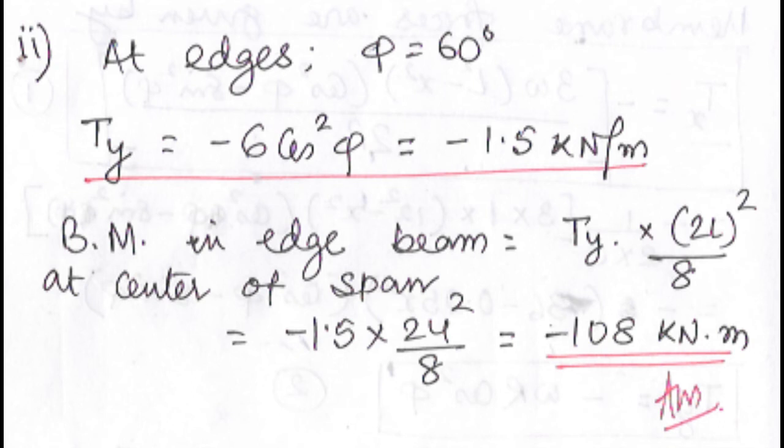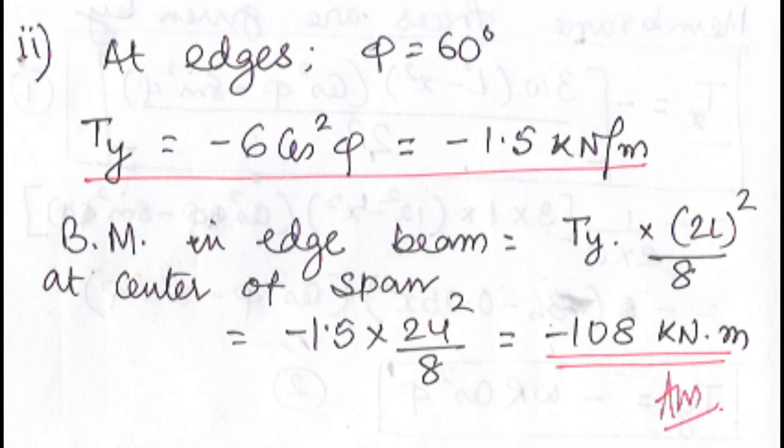We have the expression of Ty as minus 6 cos square phi from our previous slide. Now put the value of phi equal to 60 degree. So the Ty value you get is minus 1.5 kilonewton per meter. The second question was to find the maximum bending moment in the edge beam. The bending moment in the edge beam will be Ty into 2L square by 8. It comes from there because it is a uniformly distributed load, so WL square by 8.